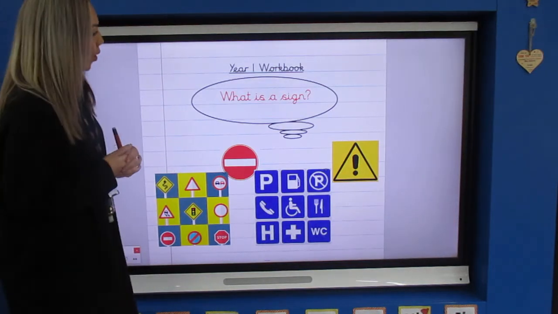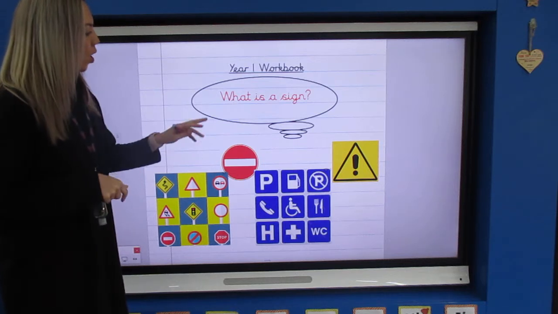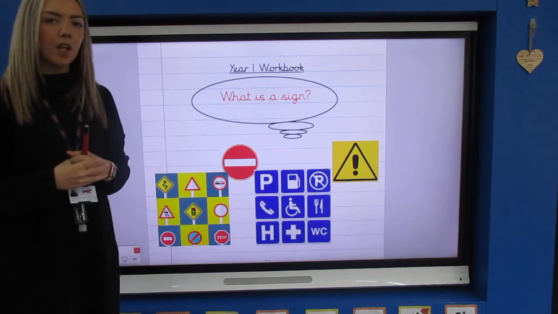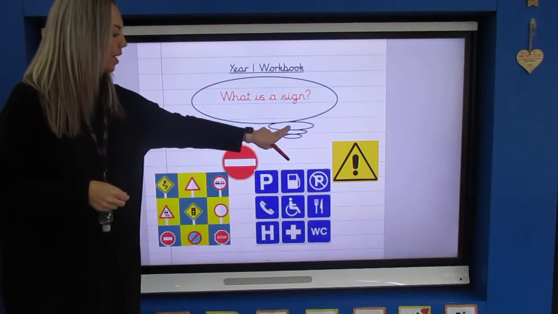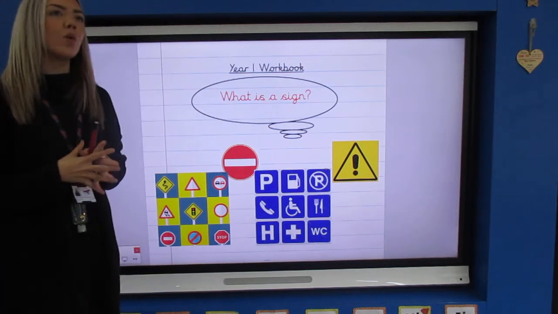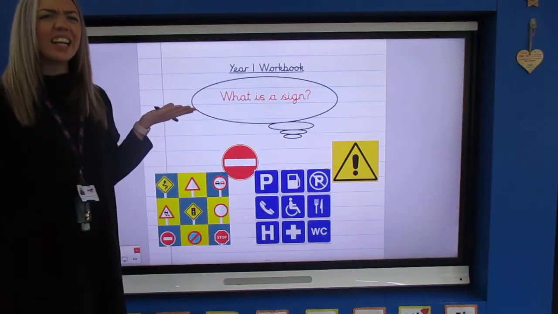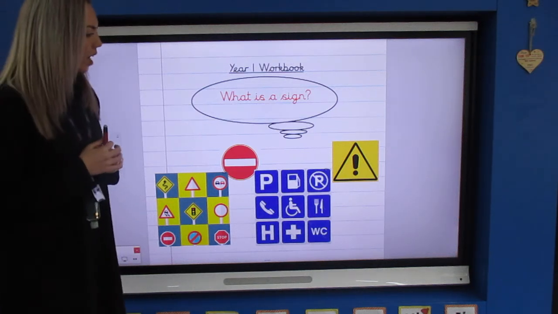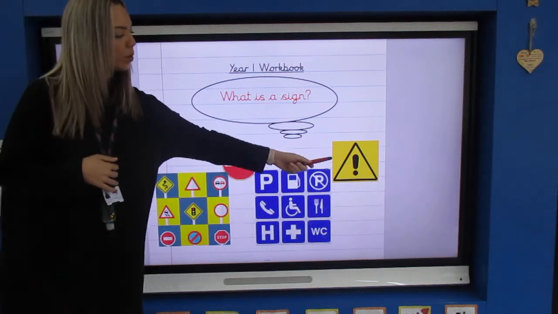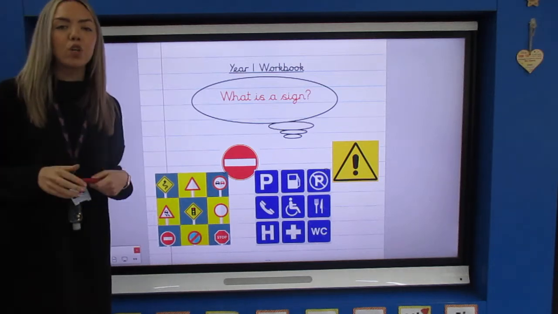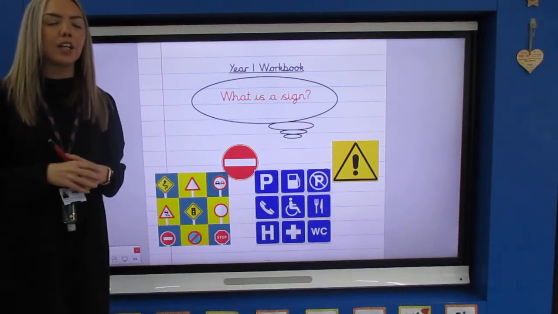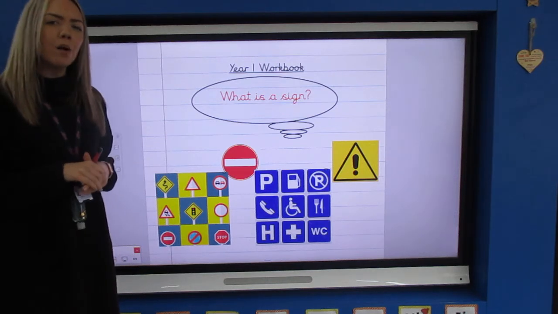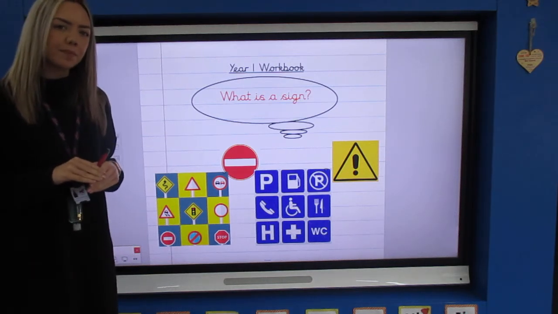So I've done us a board which says, what is a sign? So that's our question. And this here is a thought bubble. And Miss James thought this morning, what is a sign? What does a sign tell us? Okay, now I've put some examples on the board here. You could have a go at drawing some signs that you know and that you recognise on your whiteboards at home, and then you can write down what those signs mean.